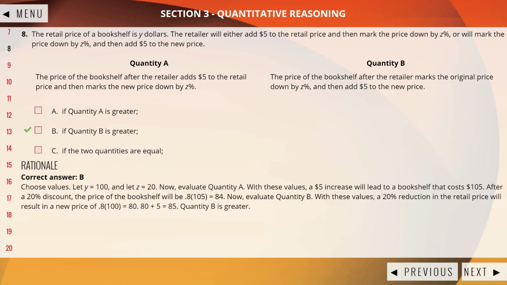We start off at 100. Okay. If we add 5, that's 105. And then mark down the price by 0. We're still at 105. Quantity B: we mark down by 0, so it's still at 100. Add 5, 105. Two quantities equal, so the answer is D.